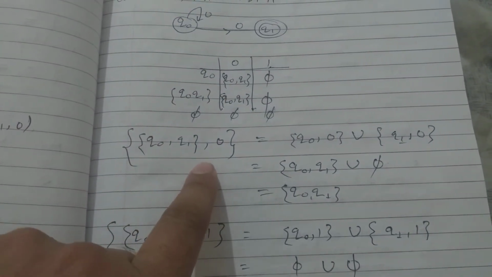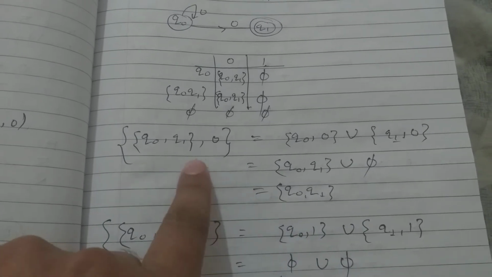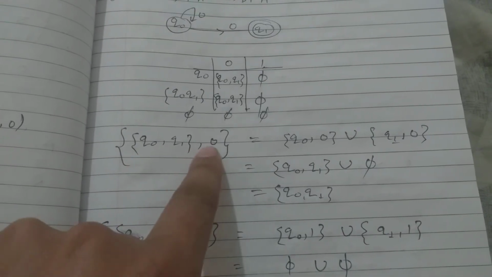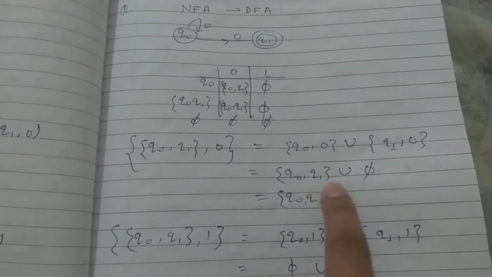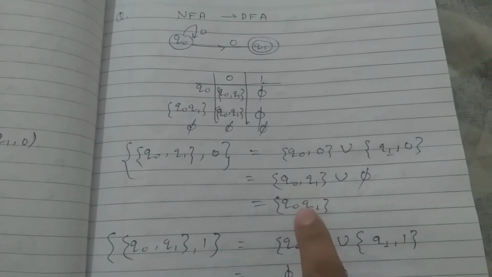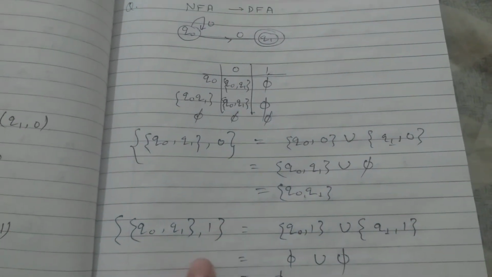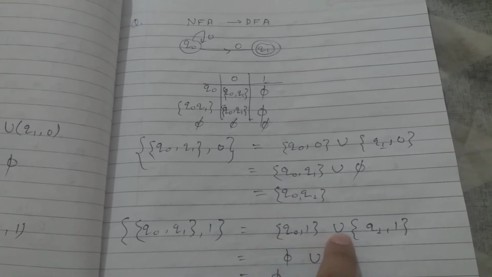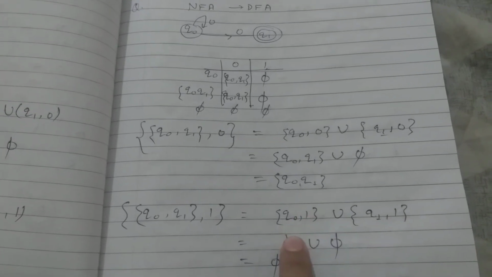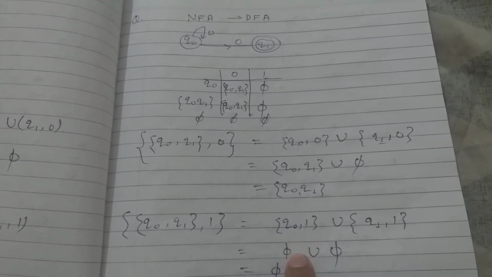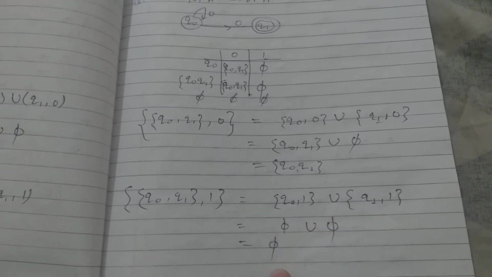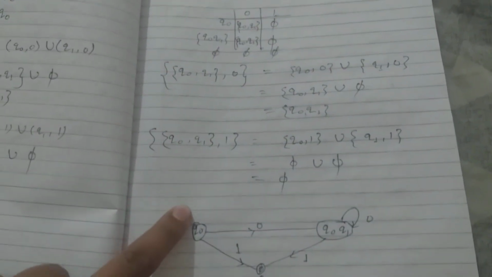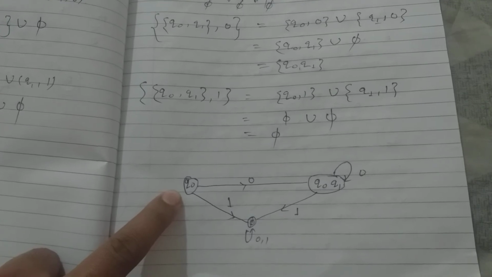And how will we get the state of q0 q1 when input is 0? We will use the transition q0 on 0, then q1 on 0, both union. q1 on 0 is phi and q0 on 0 is q0 q1, so we will get q0 q1 here. Similarly, for q0 q1 when given input as 1, we write q0 on 1 union q1 on 1. Both of these do not have a transition for 1, so both of them are phi, and the union of both phi is phi. So this is our successor table, and we will use it in order to make a deterministic finite automata.